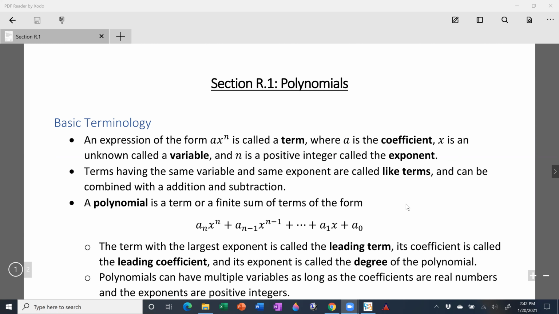An expression of the form a times x to the power of n is called a term. A is the coefficient, x is the unknown called the variable, and n is a positive integer called an exponent. Polynomials show up all over the place in mathematics in numerous applications. Okay, terms having the same variable and same exponent are called like terms and can be combined with addition and subtraction.